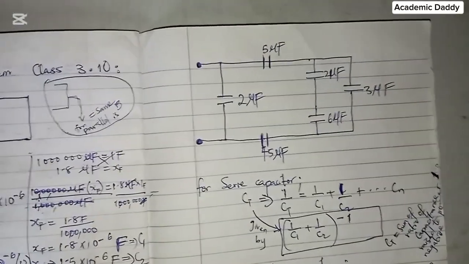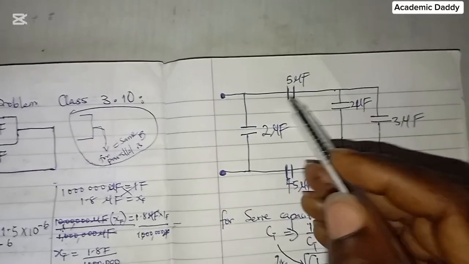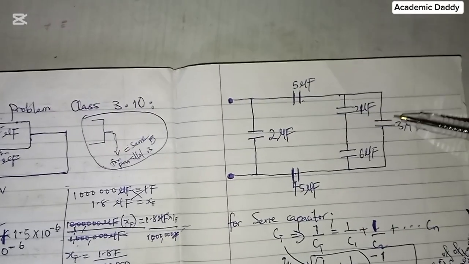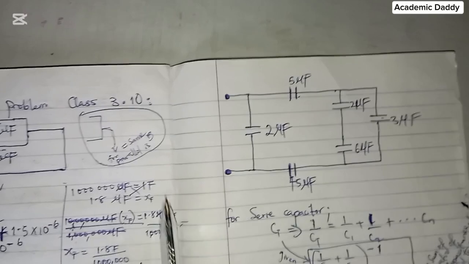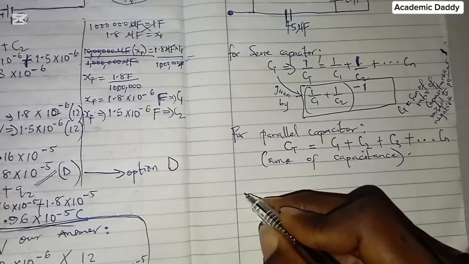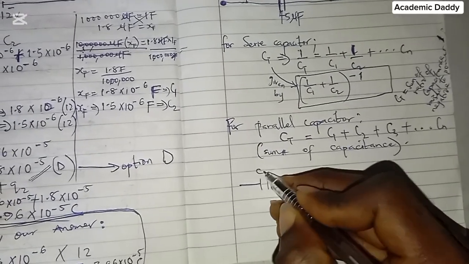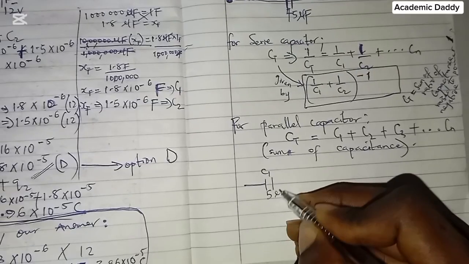So if I know this, I can now go back to this question. I see that this is moving this way. First of all, let's check the ones in series. So you can very well see that 5, let me call this C1, 5 microfarad.